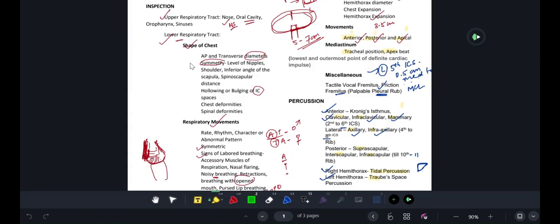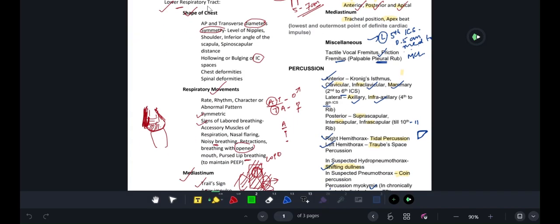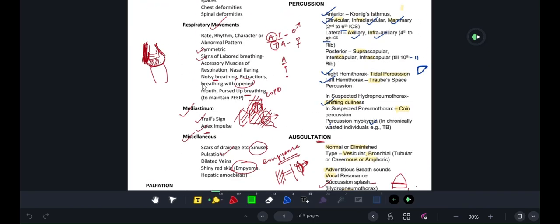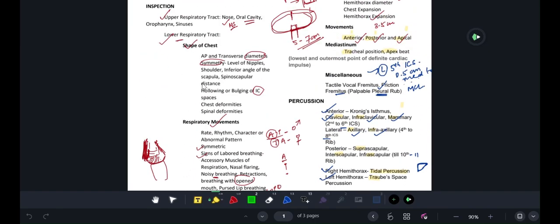So eventually you will remember all the points of this proforma, and so that you don't think that this is something very out of the world, you can remember this and do it as a reflex every time you see a respiratory case. Okay, thank you so much. This is the end of the session.